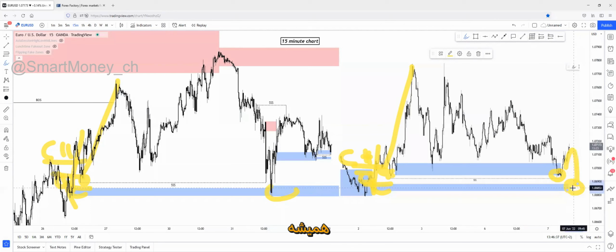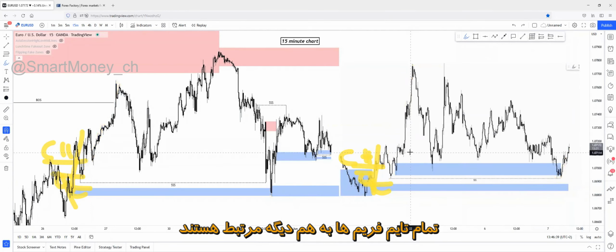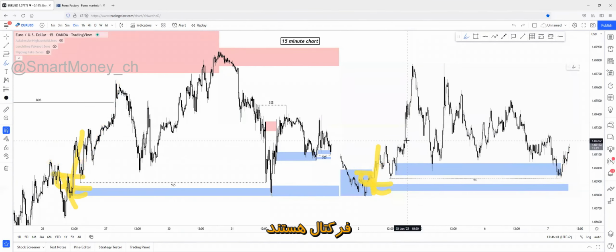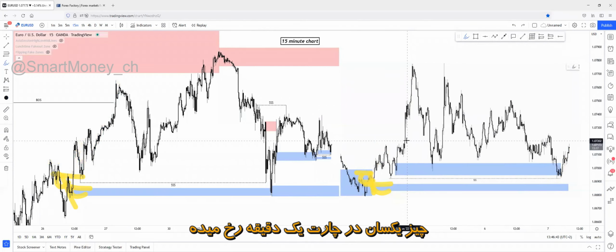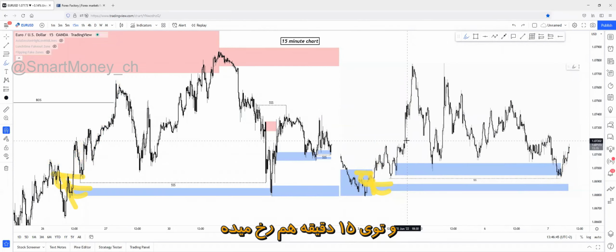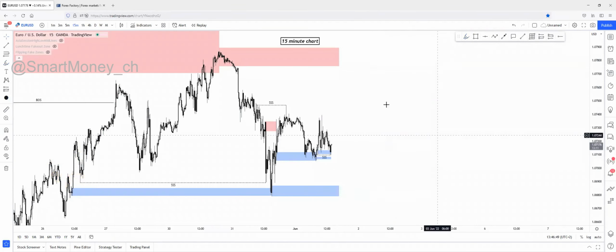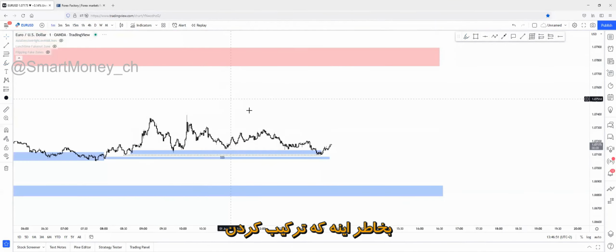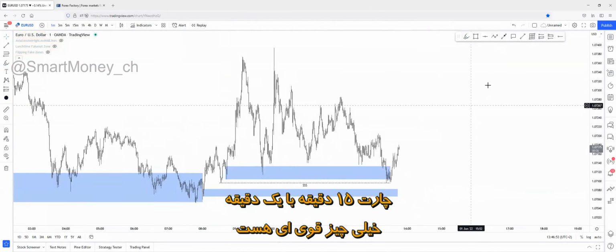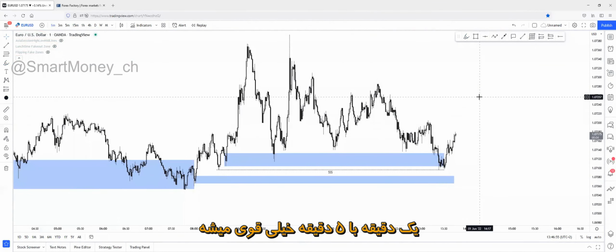It will happen. So that's why I'm saying that every single time frame is correlated. Every single time frame is fractal. The exact same thing will happen on the 1-minute chart that's happening on the 50-minute chart. That's why it's really strong to combine the 15-minute with the 1-minute, and the 5-minute with the 1-minute, because these time frames are correlated.